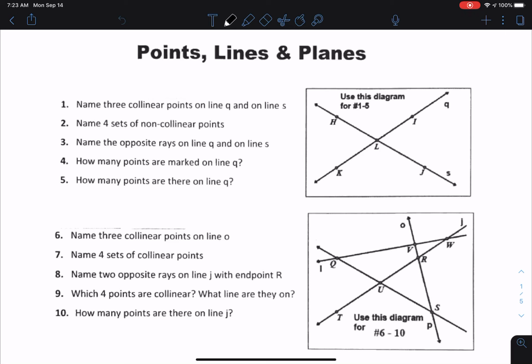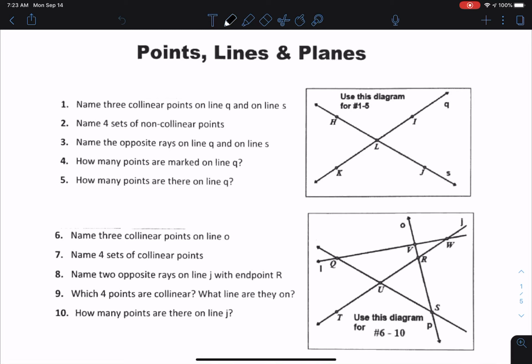So here we go. Points, lines, and planes. Number 1. Name 3 collinear points on line Q and on line S. So on line Q, which is this line right here, it says name 3 collinear points. Collinear means they're all in a straight line. So if you're on line Q, what 3 dots would line up? It'd be I, L, K.